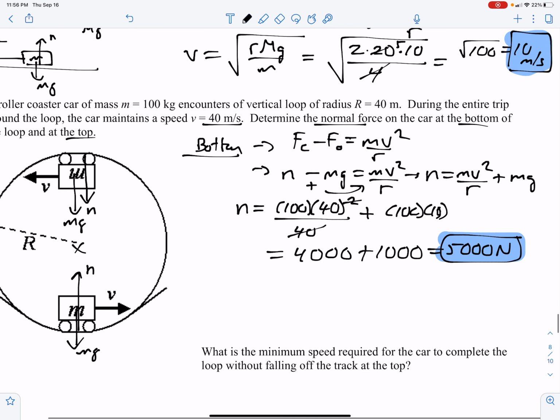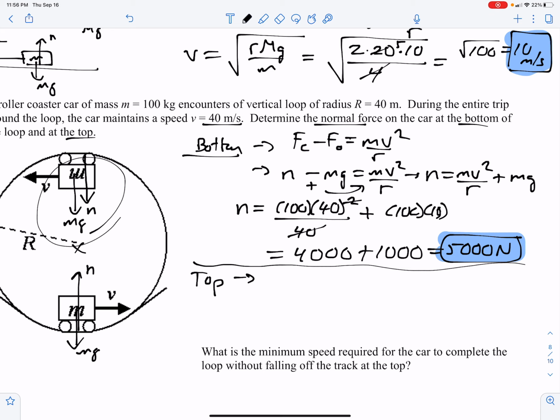Now at the top, it's going to be kind of the same thing, but here's the difference. You have two forces that point into the circle, which means you're going to have two causing forces. But you're going to have no opposing forces because you have nothing pointing out of the circle. No force goes up. All the forces go into the center. So this would become normal force plus mg equals mv squared over r.